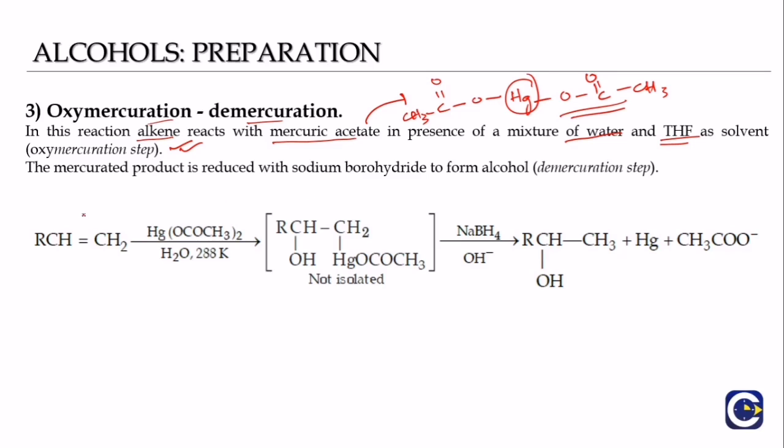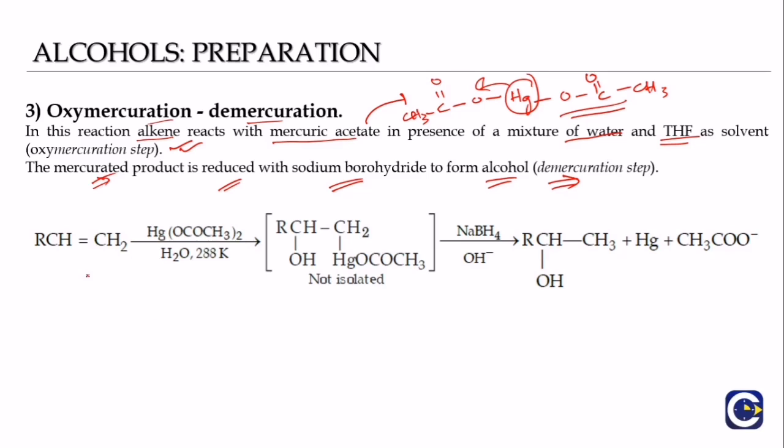In the next step, this mercuriated product is reduced with sodium borohydride. This is the reducing agent that we use, a very strong reducing agent. The product of the reaction is the needed product, that is alcohol, and this step is called demercuration. So the reaction takes place in two steps: one is oxymercuration and then demercuration. In the demercuration step, the added mercury is removed by a reduction process.